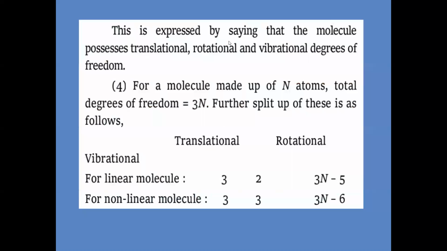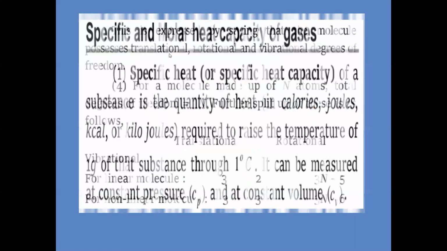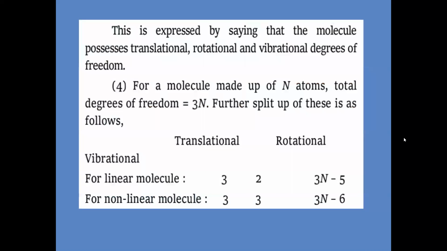Now see, this is expressed by saying that the molecule possesses translational, rotational, and vibrational degrees of freedom. So when the molecule is heated, it gets three types of motion. The molecule will have translational degree of freedom, rotational degree of freedom, and vibrational degree of freedom. Like this, three types of degrees of freedom will be obtained by the gas molecule when it is heated. Is that clear?